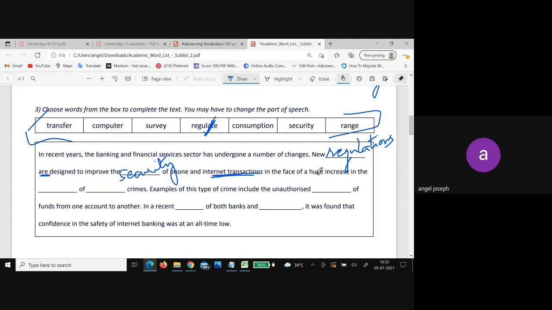Because of a huge increase in the dash of dash crimes.